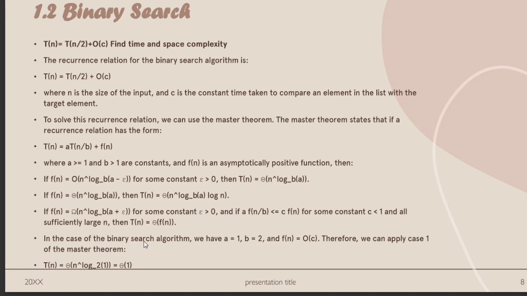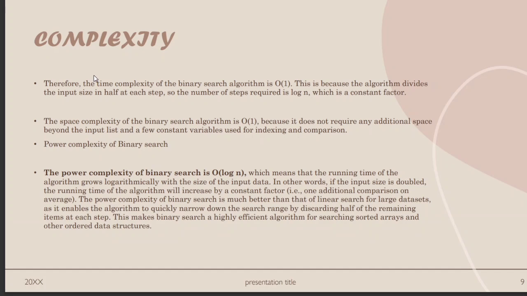In the case of the binary search algorithm, we have a equals 1, b equals 2 and f(n) equals O(C). Therefore, we can apply case 1 of the Master's theorem. Then the time complexity of the binary search algorithm is O(1). This is because the algorithm divides the input size in half at each step, so the number of steps required is log n, which is a constant factor.